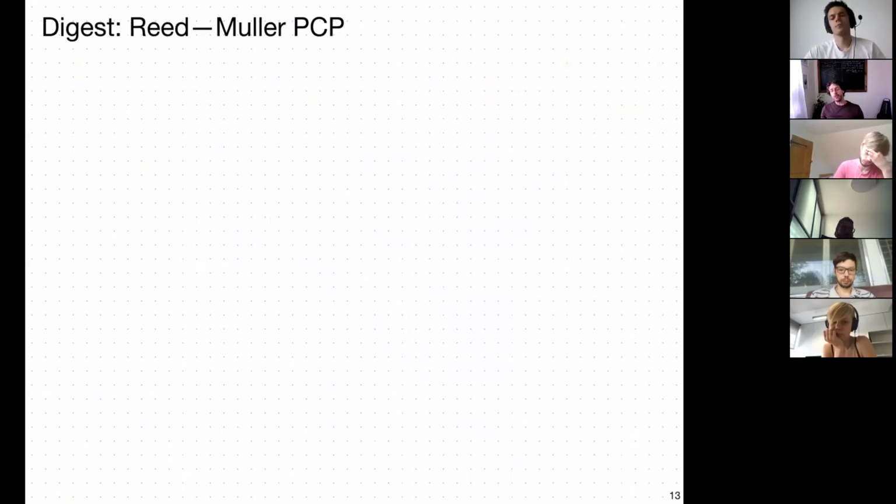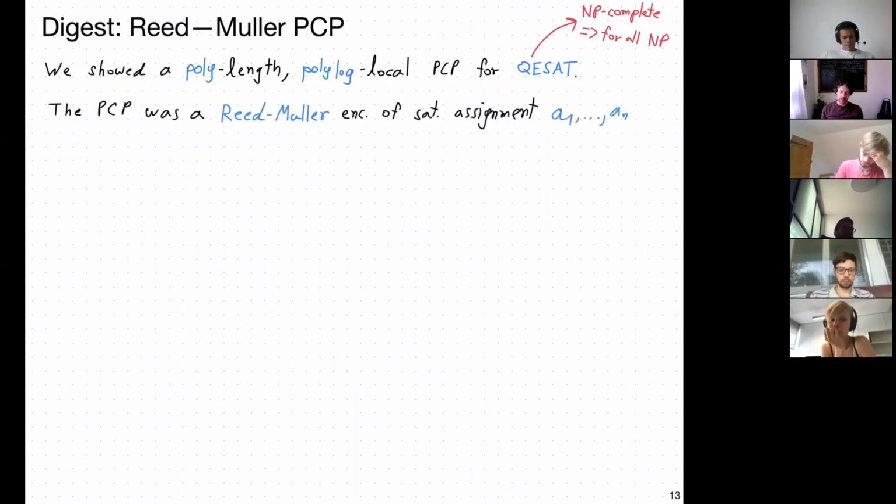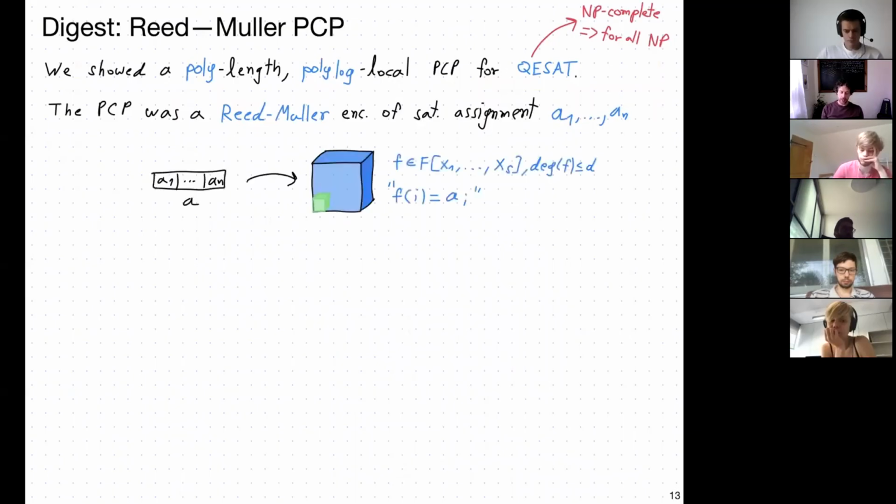Okay, so just to make a digest of what happens. We showed this polynomial length PCP with polylog locality for quadratic equations. This was a PCP that was based on the Reed-Muller encoding. So we essentially took an assignment and encoded it into this low degree extension.